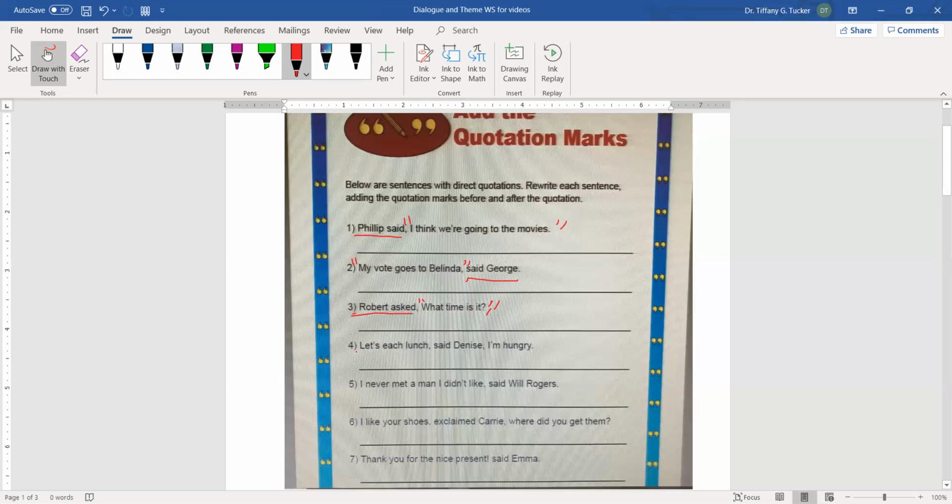Now, if you look below, there are a few example sentences that you can try to work out on your own. But remember, number one, let me write this down for you. Number one, find the speech tag. And then after you locate that speech tag, ask yourself, what is the person actually saying? What words are coming out of their mouth? And then that is going to be your dialogue. And remember, those quotation marks want to hug the dialogue. One goes in the front and one goes at the end.